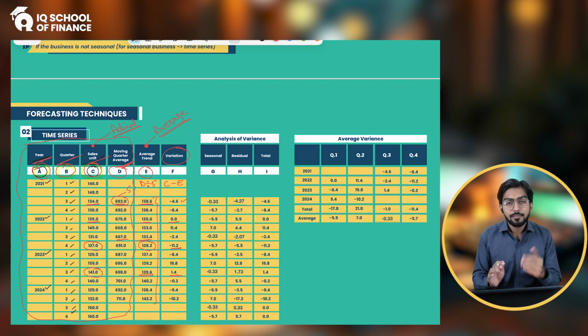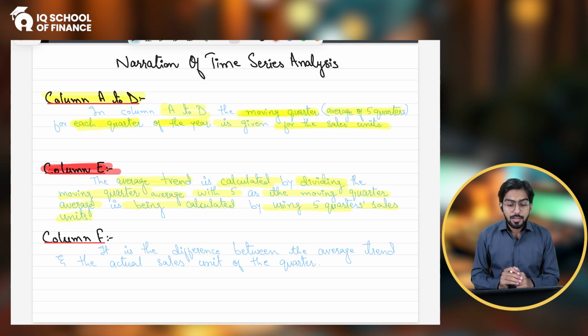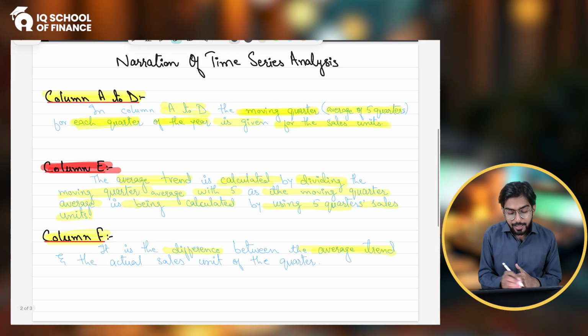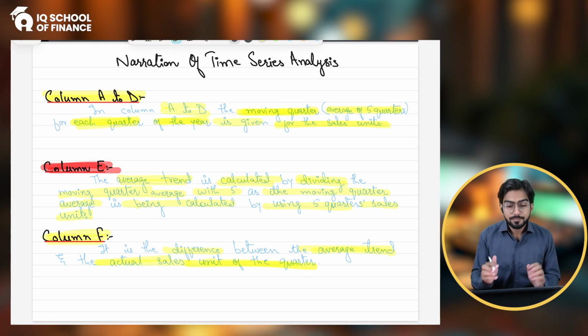So far are we clear? Let's go to the narration part. In the narration part, column F, how it is calculated: it is the difference between the average trend and the actual sales unit of the quarter. Simple.